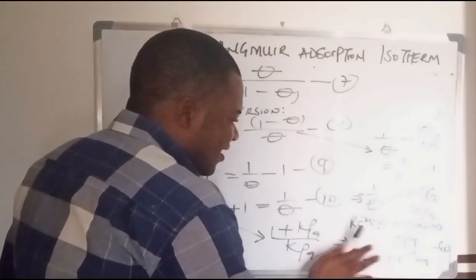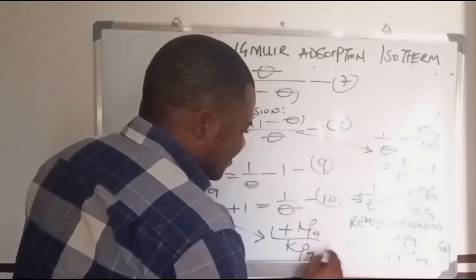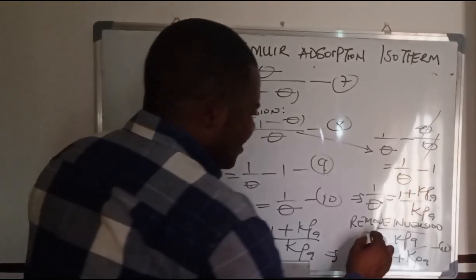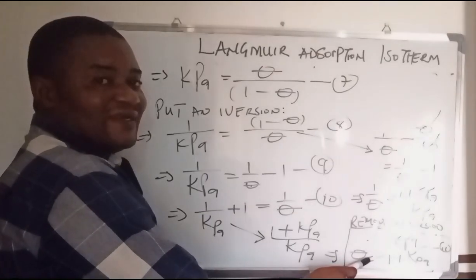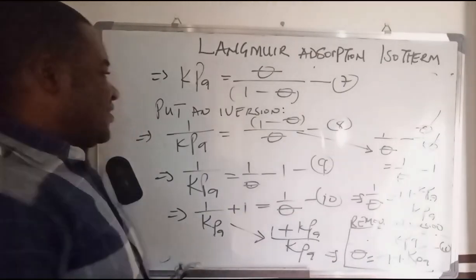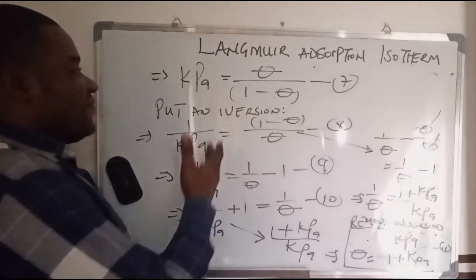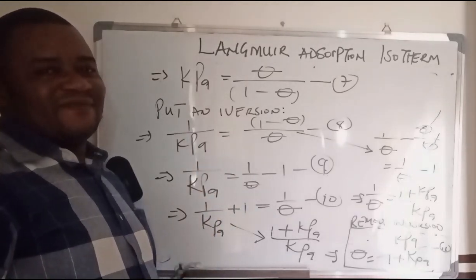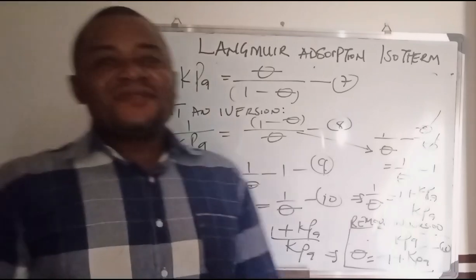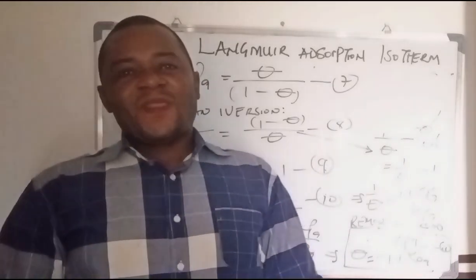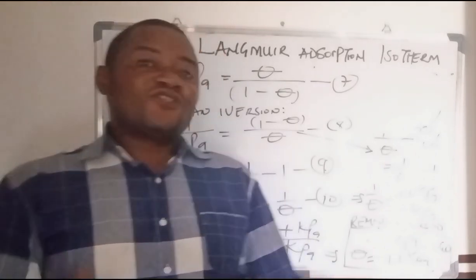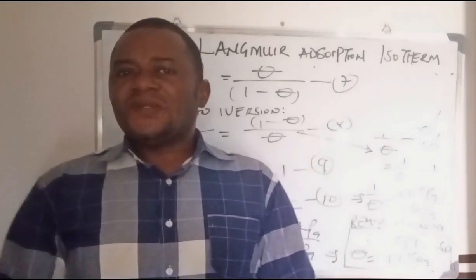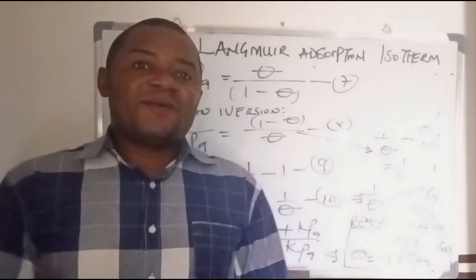Now, this equation you have here is your Langmuir adsorption isotherm equation. Look at it here. You can see how simple it is to derive these equations that we have here. I'm sure that today you have learned something very interesting under surface and colloid chemistry: the Langmuir adsorption isotherm, its assumptions and how it is derived. You have also learned something concerning adsorption and absorption.